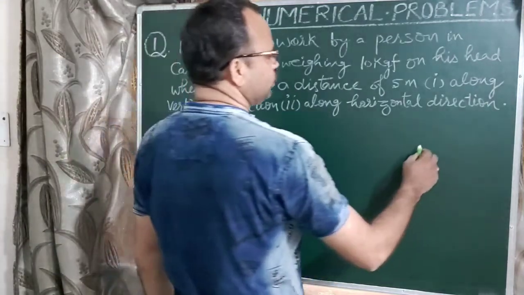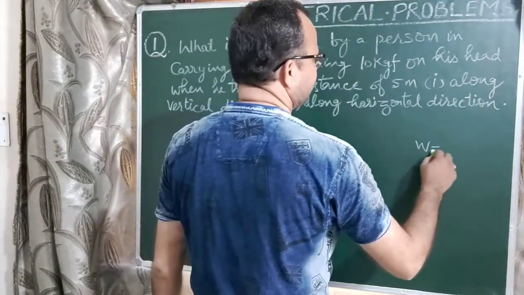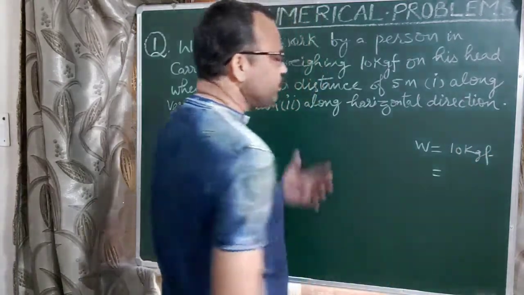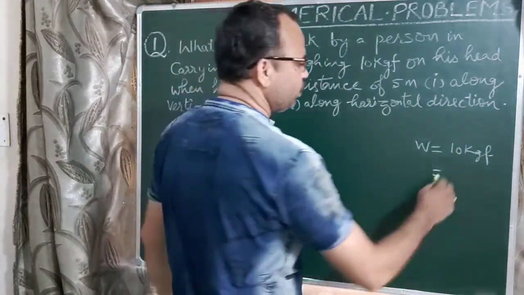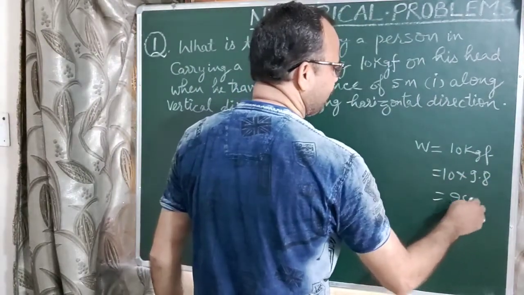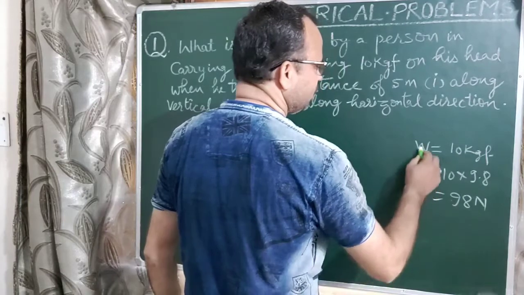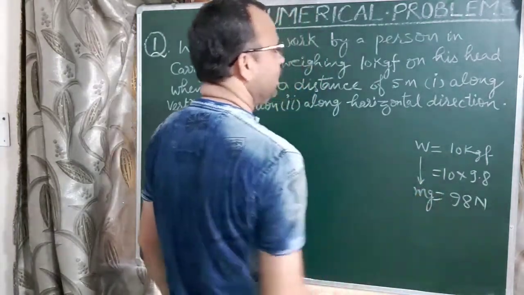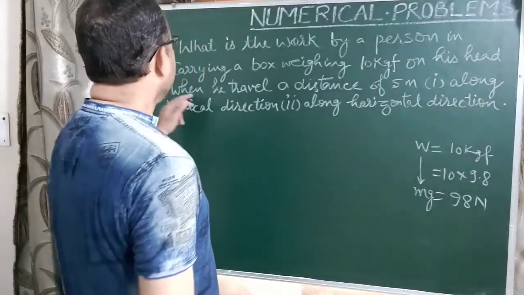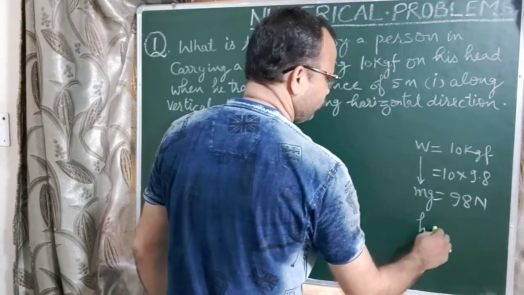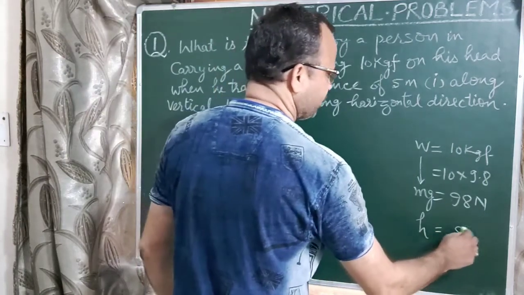So the weight on his head, W, equals 10 kgf. As we know, 1 kgf equals 9.8 Newton, so 10 into 9.8 means 98 Newton. This W means mg. And he travels a distance in the vertical direction, which we denote by h, 5 meters.